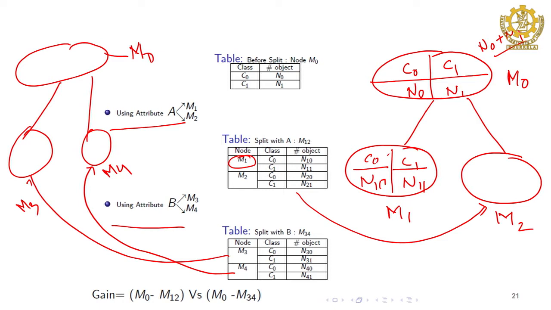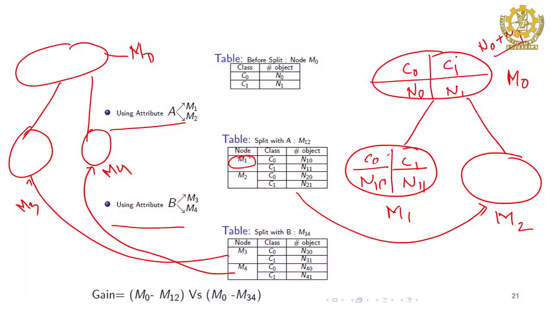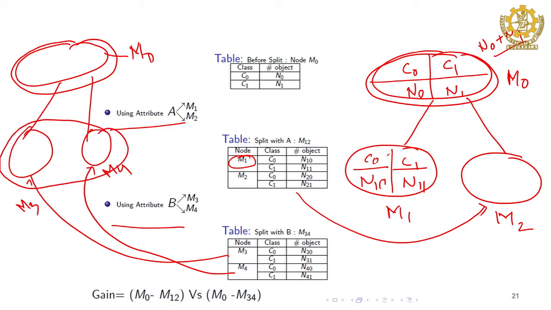Now, what do we have to do? We have to compare which split we should take, whether we go with attribute A or with attribute B. So we compute the impurity at the node M0, which is the same for both attributes, and then compute the joint impurity after splitting, here and here.